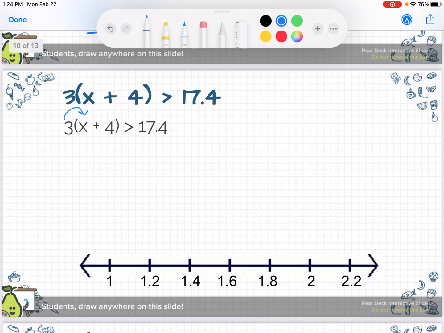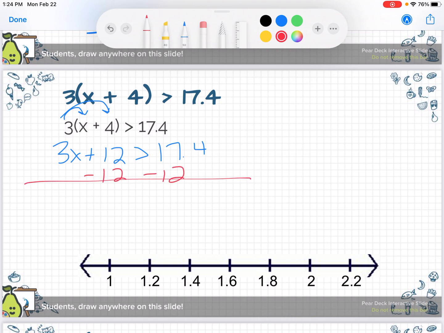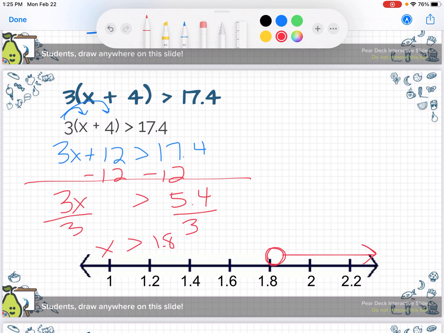Alright, distributive property. So 3x plus 12 is greater than 17.4. So I'm going to subtract 12 on each side, and I get 3x is greater than 5.4. I'm going to divide by 3. x is greater than 1.8. Okay, so I have an open dot, and x is greater than that, so it's going in that direction.